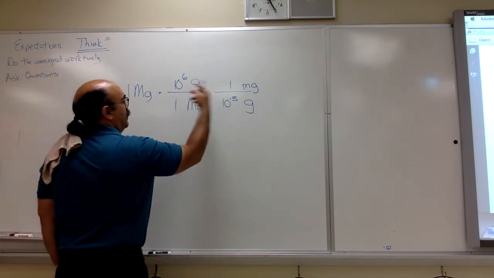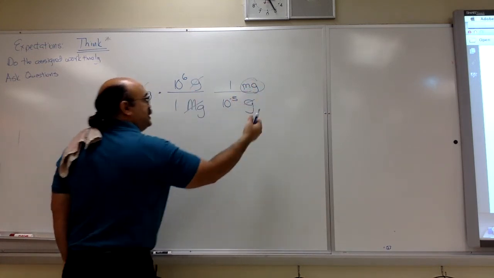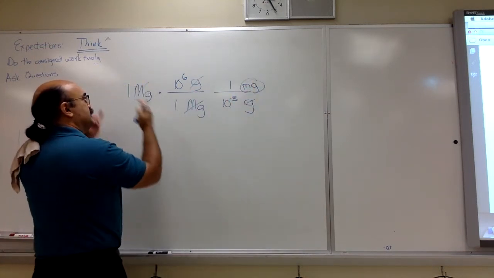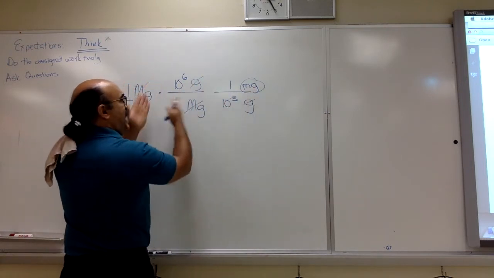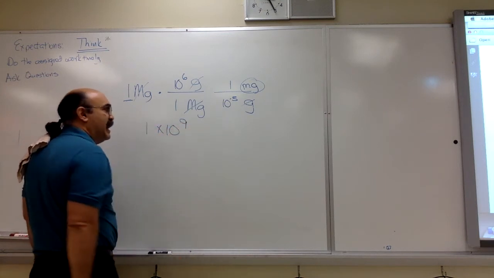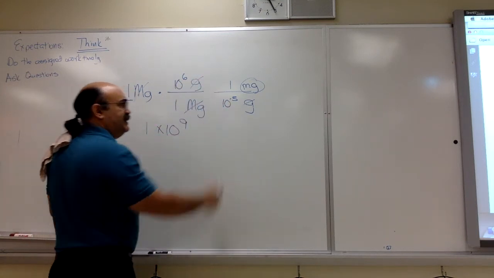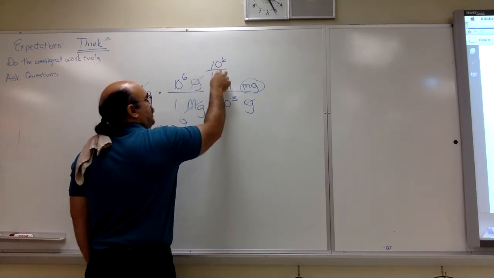I do the work. These all cancel, leaving me the correct unit, so I'm looking at it in 3 parts: coefficient, unit, and power. Well, this is 1 times 10 to the positive 9, 10 to the 6th divided by 10 to the negative 3rd.